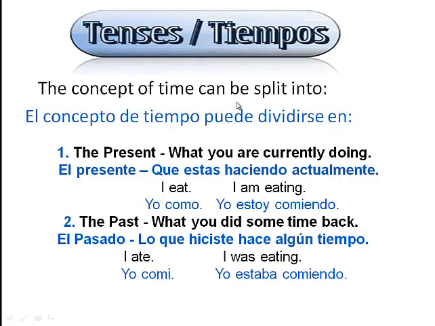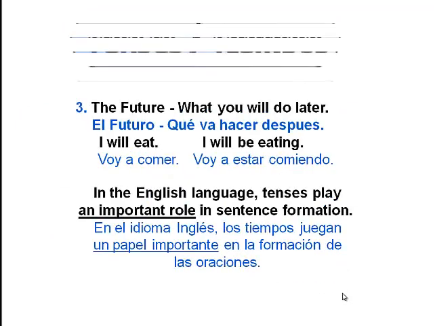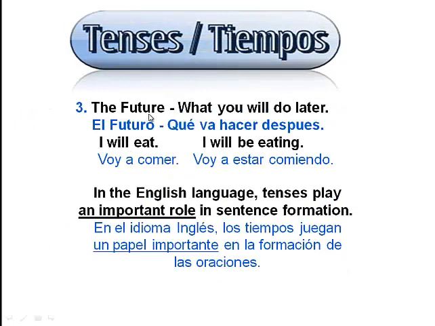The concept of time can be split into, number one, the present, what you are currently doing. I eat, I am eating. Number two, the past, what you did some time back. I ate, I was eating. Number three, the future, what you will do later. I will eat, I will be eating.